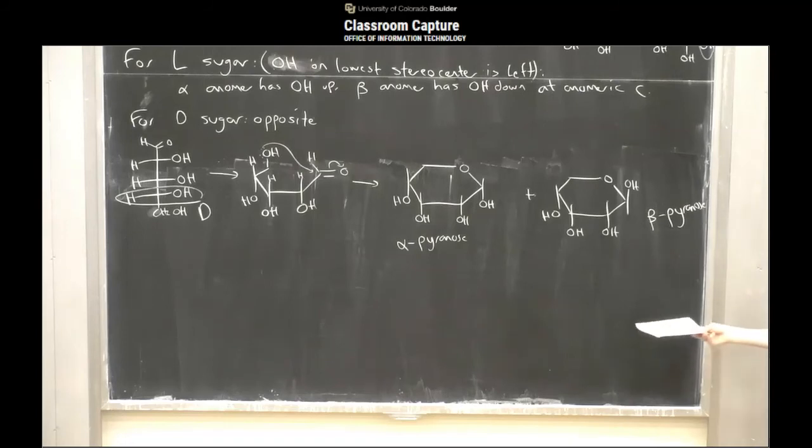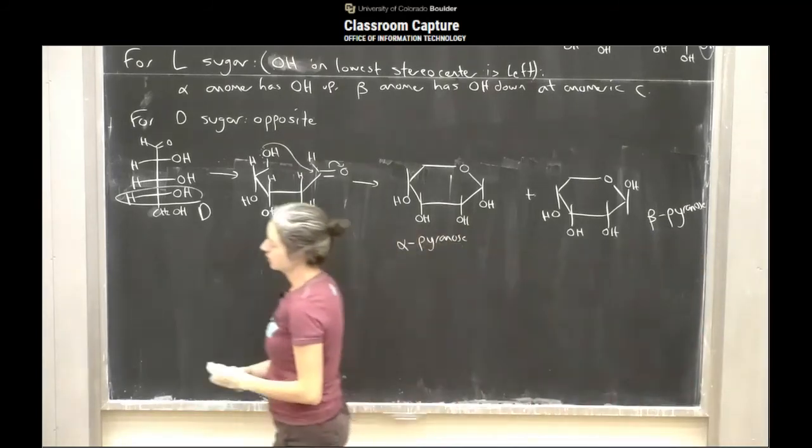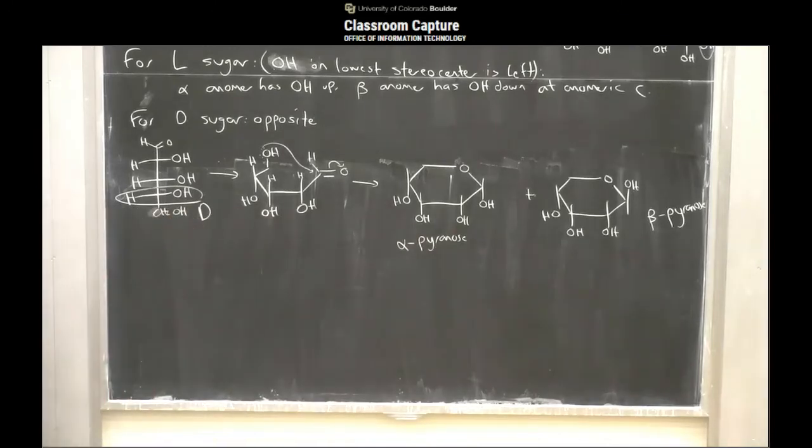Okay, and I can do the same thing for the furanose or the five-membered ring forms. Since this one I'm starting out with an L sugar, here alpha is up. So this is the alpha furanose form of whatever it is. And this is the beta furanose form.